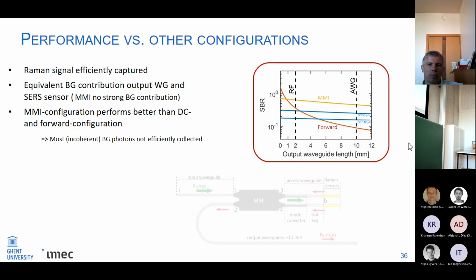In the same way, you can also replace the MMI with a directional coupler, and I also showed that the directional couplers, they're smaller in length, but they still give you a worse signal to background ratio. That's because most of the background photons that you generate in the MMI are not efficiently collected at the output port, because they don't couple in the correct power ratios to different guided modes in the MMI, and furthermore, they also need to have the correct phase because of the parametric process, meaning that in the end, most of the background photons are not efficiently collected in this waveguide.